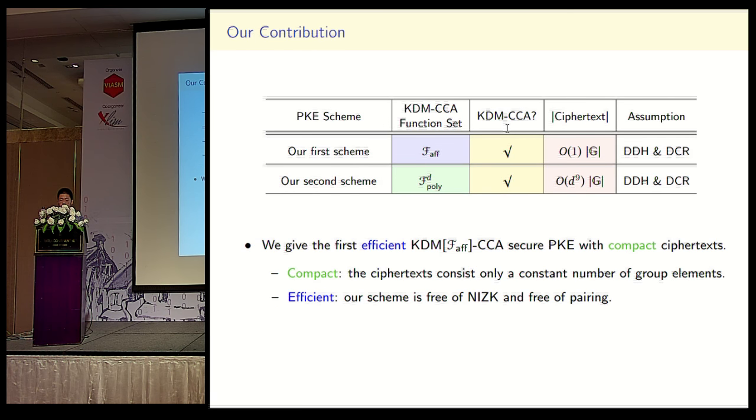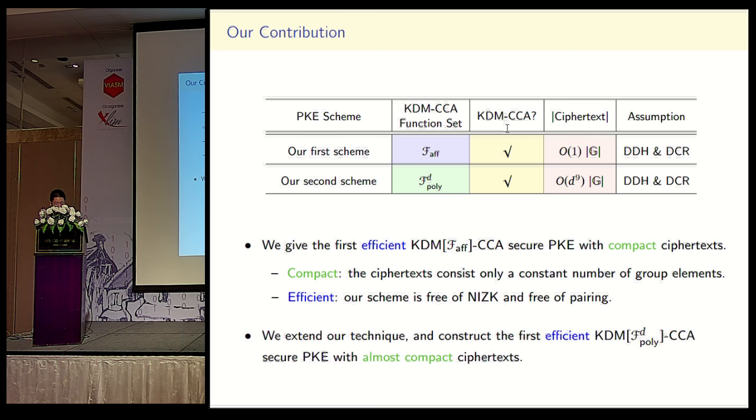So in this work, we work on the design of KDM-CCA PKE schemes. We give the first efficient KDM-CCA secure PKE for affine functions with compact ciphertexts. The ciphertexts consist of only a constant number of group elements. And our scheme is very efficient. It is free of NIZK and free of pairing. We then extend our technique and for the first time construct an efficient KDM-CCA secure PKE for polynomial functions, and the ciphertext is almost compact.